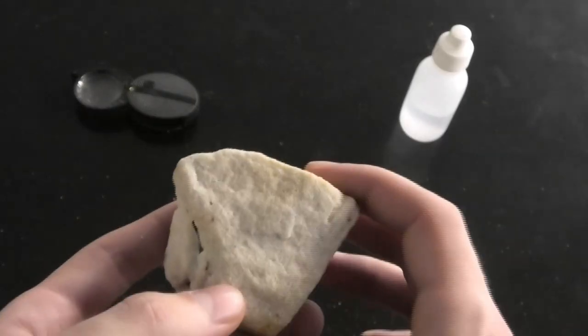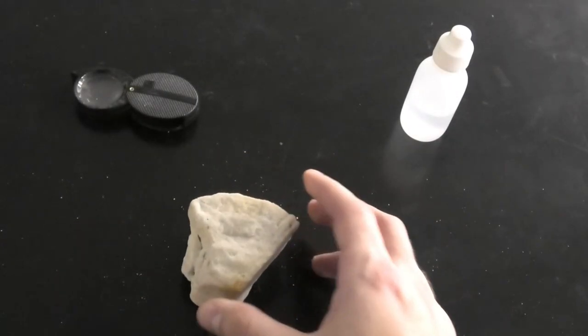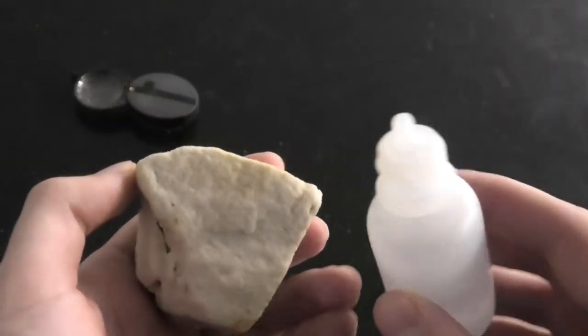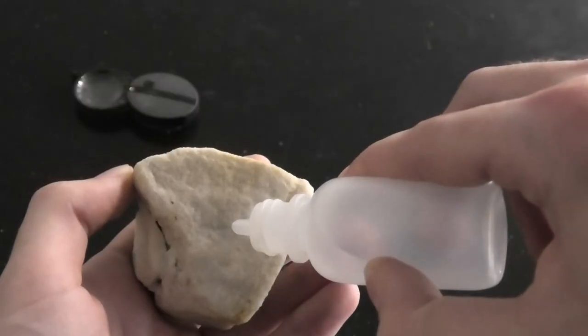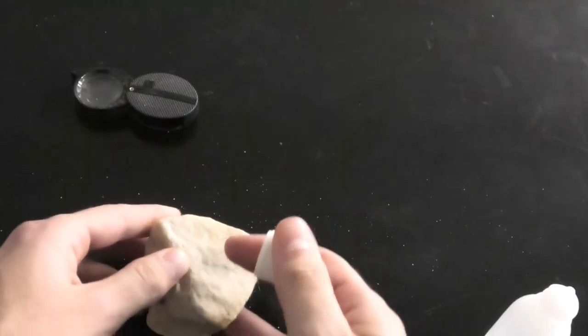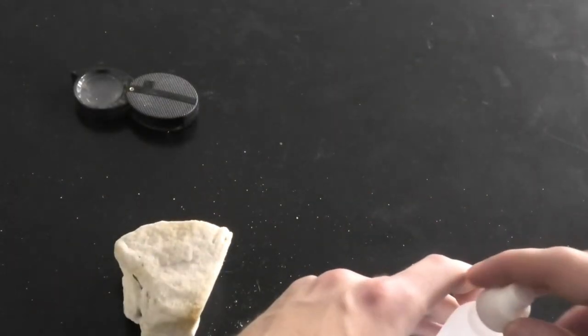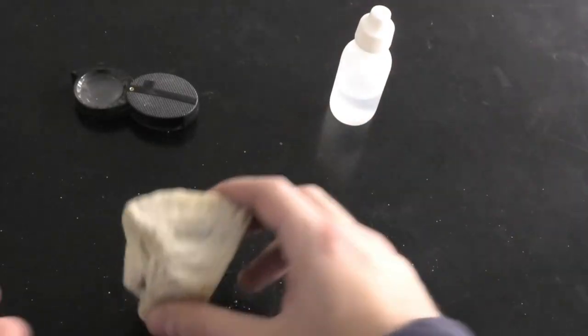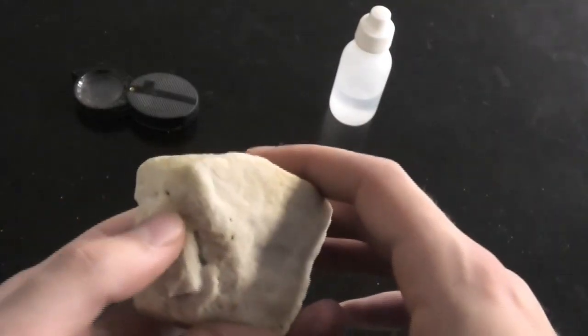The next thing we're going to check for is whether it will have a reaction to diluted hydrochloric acid. If it does, that means we can pretty easily determine it's a carbonate rock. If it doesn't, that means it's probably a siliciclastic rock. So let's test this out and see what happens. As we can see, the rock has no reaction to the acid at all. This means we can very easily eliminate the carbonate group and place this rock pretty firmly in the siliciclastic group.